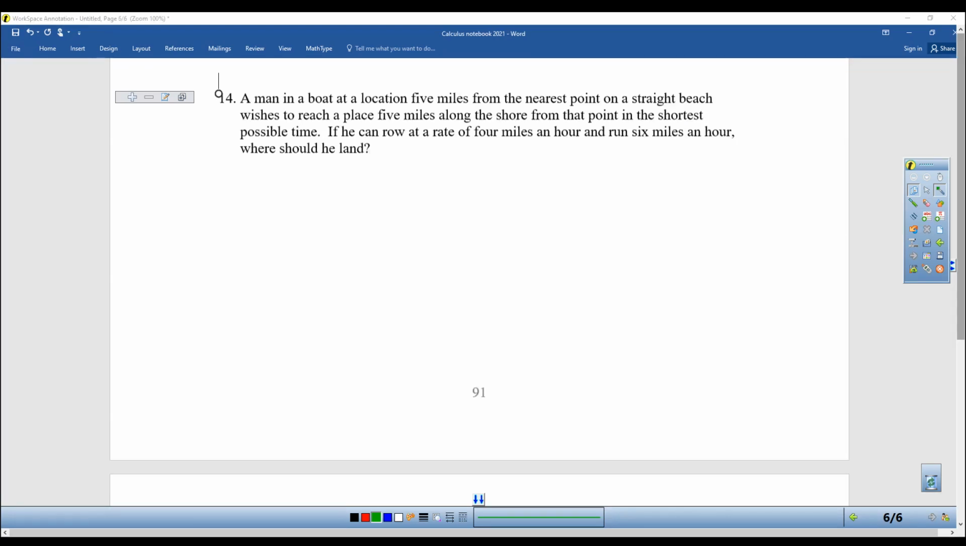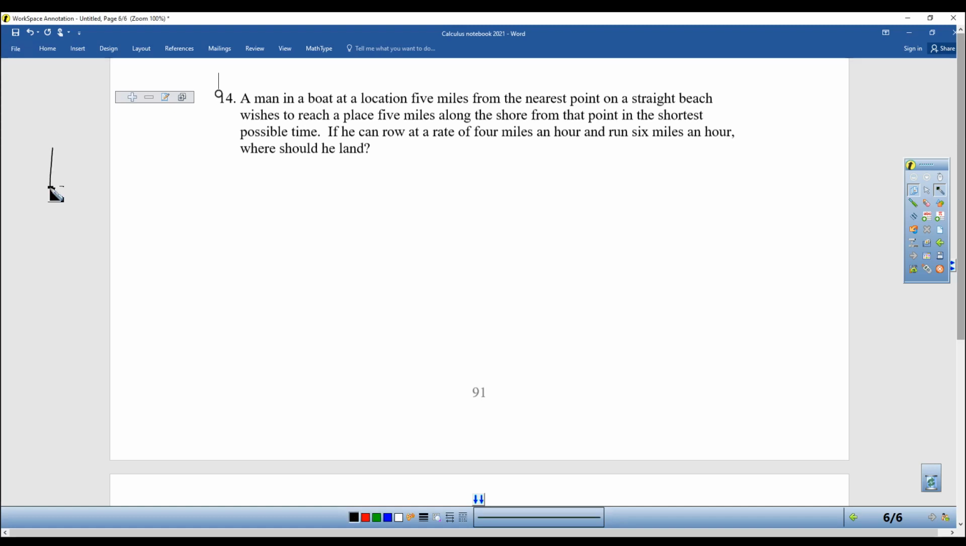So number 14 says that a man in a boat at a location 5 miles from the nearest point on a straight beach wishes to reach a place 5 miles along the shore from that point in the shortest possible time. If he can row at a rate of 4 miles an hour and run at a rate of 6 miles per hour, where should he land?